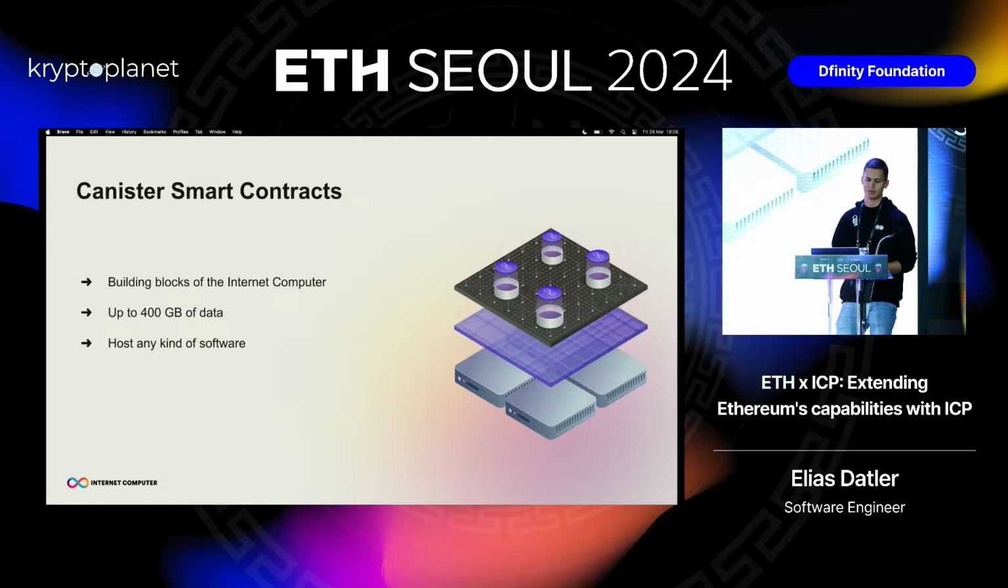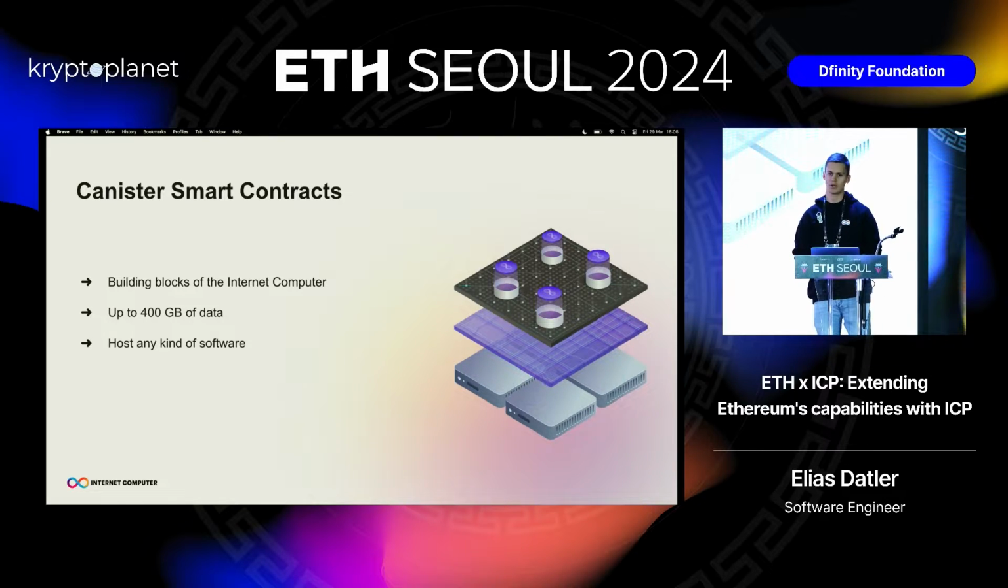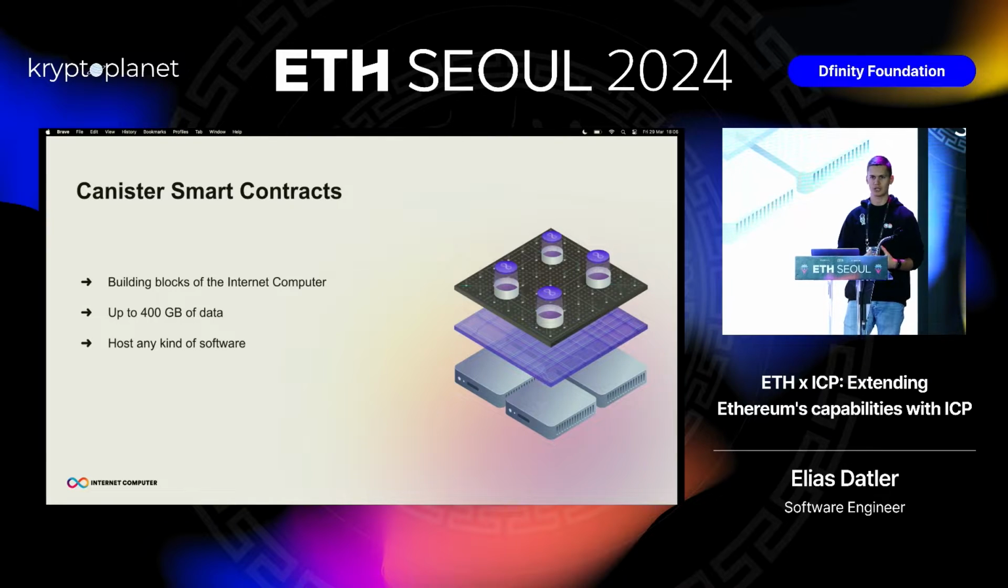So, for example, we have social networks that run entirely on-chain. I will show you one in the demo. And also just recently, we have demoed that we can do image classification on-chain. So that means you can even run neural networks inside a smart contract. And that's just unheard of in any other blockchain.